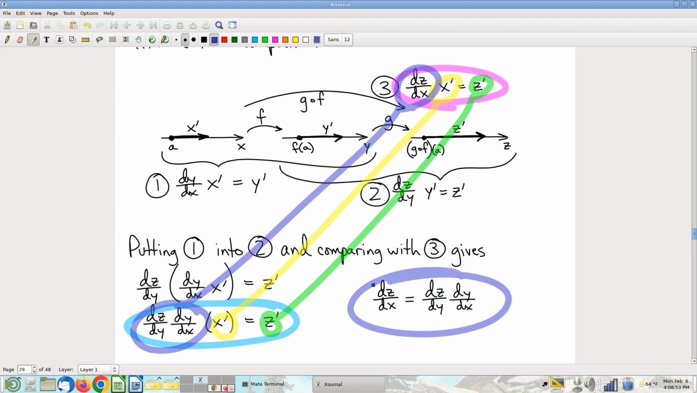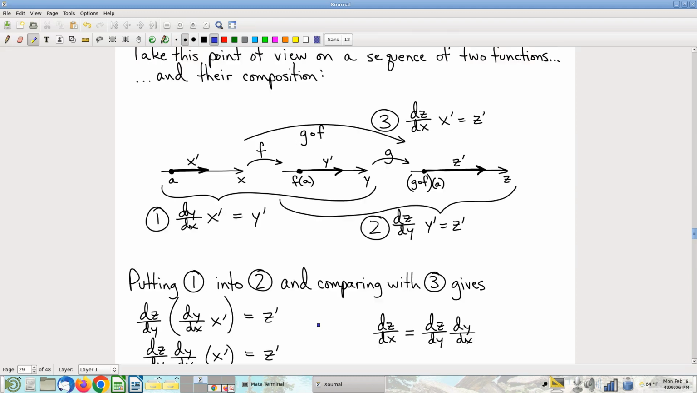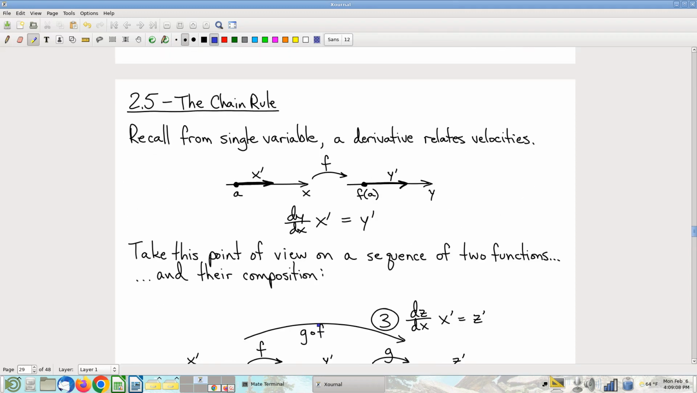Is that cool? Now this is how you'd write it down algebraically, but let me tell you the same story again, but a little bit more sort of like intuitive convenience. Let me come back up here to our first thing.